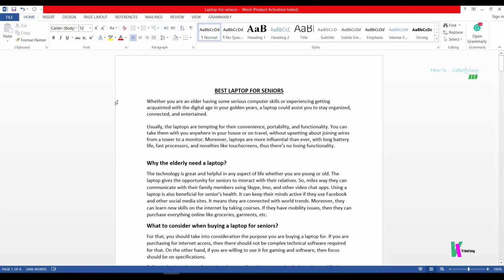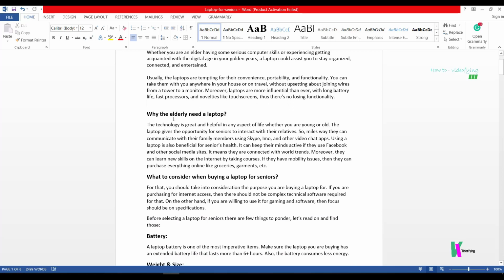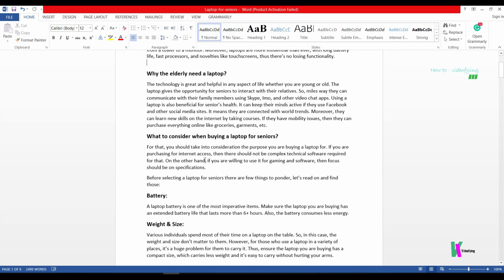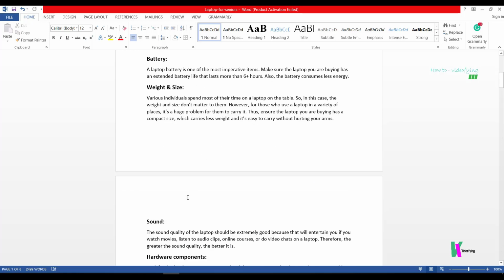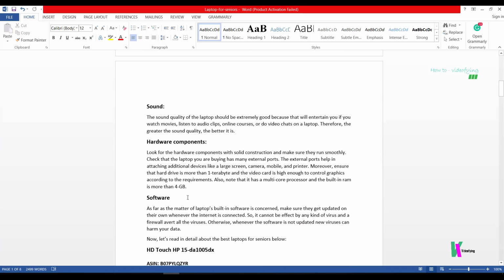So this is the intro part of that content, and then we have the buying guide here. Like you see, it's showing the factors you need to consider for buying a laptop. You have to consider battery, weight and size, etc.